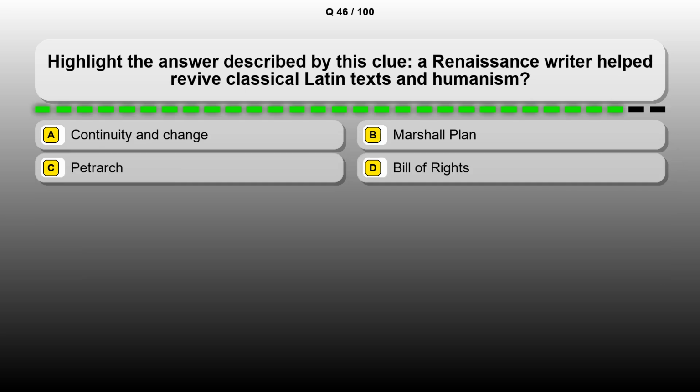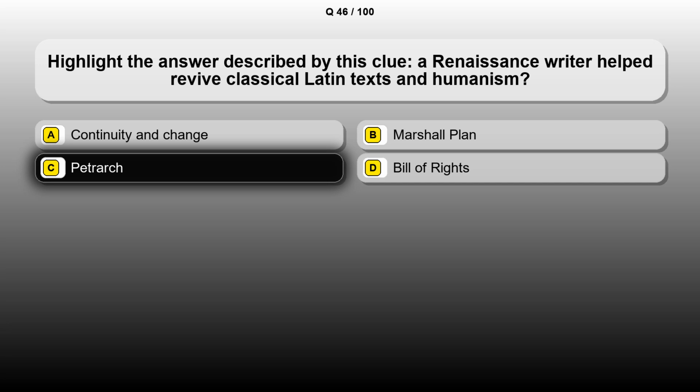Question 46. Highlight the answer described by this clue. A Renaissance writer helped revive classical Latin texts and humanism. Option A, continuity and change. Option B, Marshall Plan. Option C, Petrarch. Option D, Bill of Rights.